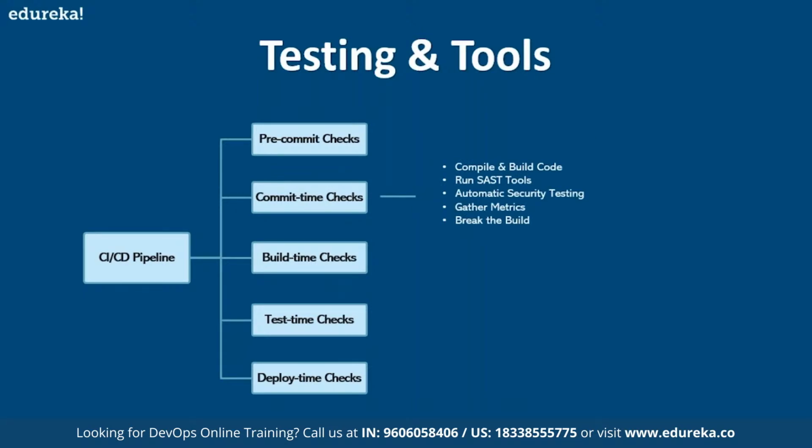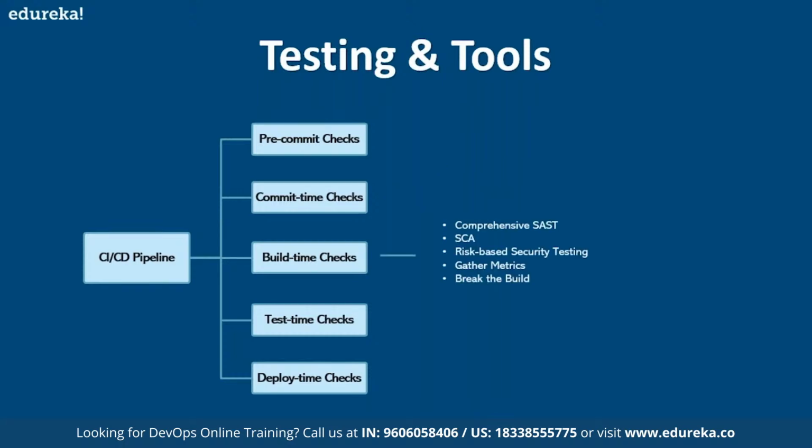Next is commit time checks. During commit time checks, whenever we are committing any code, they will compile and build the code, run SAST rules and tools, provide automatic security training, gather metrics, and break the build. Build time checks: at the build time checks, we'll have a look at comprehensive SAST and SCA, and risk-based security testing will be done. We will gather all the metrics and we'll be breaking the build.